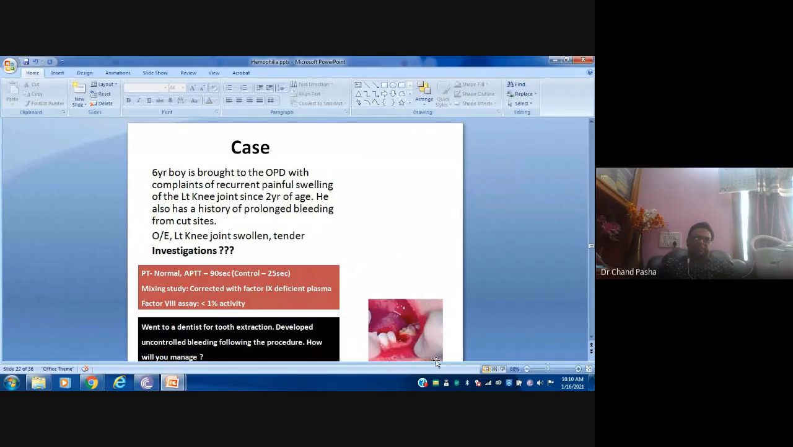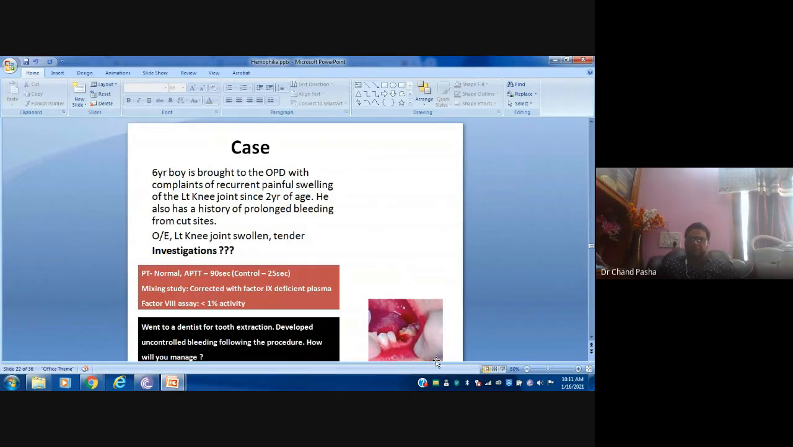And as far as investigations are concerned, PT, prothrombin time is normal. APTT is 90 seconds, whereas control is 25 seconds. And correlated with factor 9 deficient plasma. So in the plasma test, it was found that clotting factor 9 is deficient. So factor 8 assay, if you do, it is less than 1%. If the factor 8 assay is less than 1%, it is a severe hemophilia. Okay, even the 9th factor is also deficient. So it is a kind of hemophilia case. Went to dentist, tooth extraction, developed uncontrolled bleeding following the procedure.